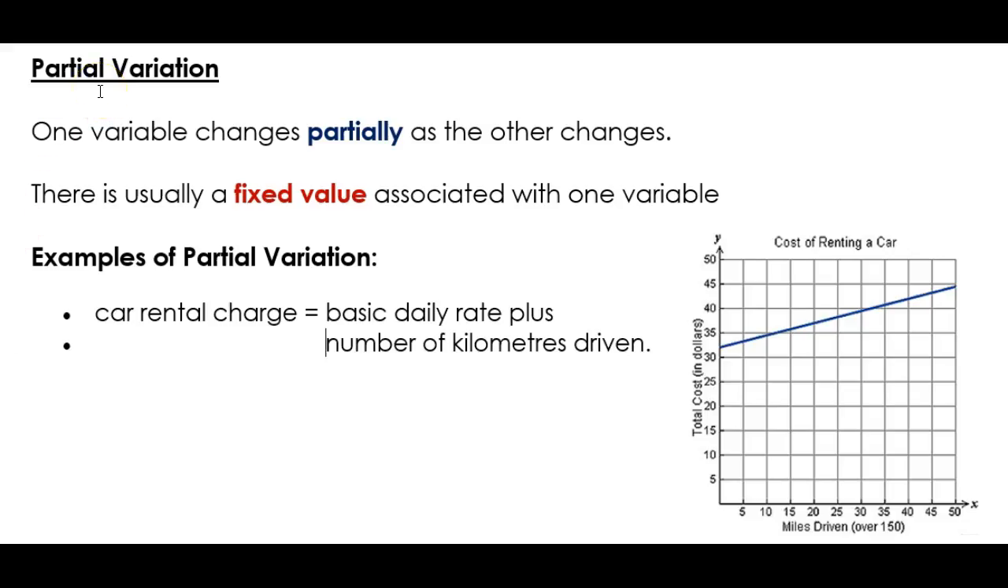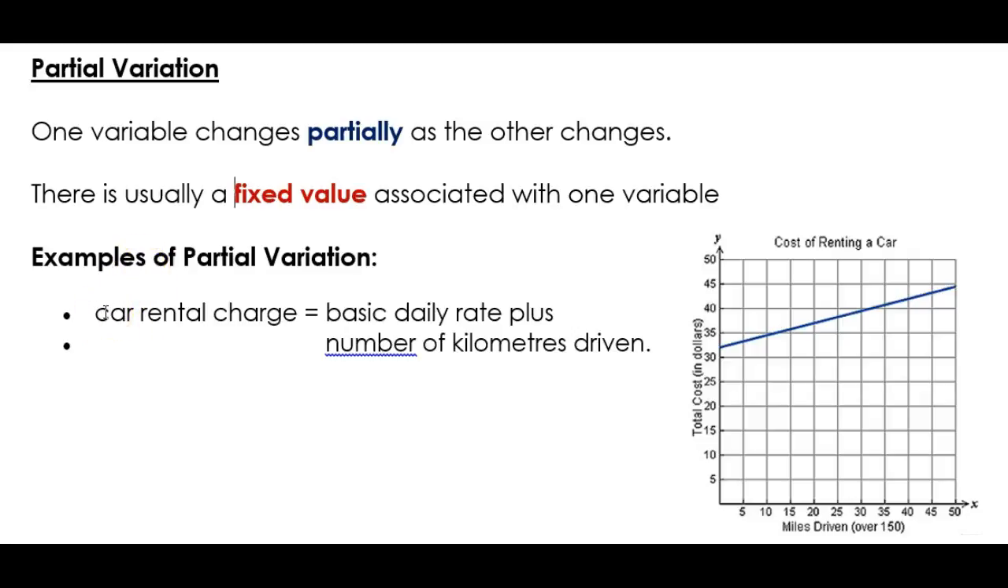So now then, what makes a partial variation different than a direct variation? Well, the difference is that with a partial variation, one variable is only changing partially with the other. So we can usually identify that by the fact that there might be a fixed value associated with one variable, right? So let me look at an example with you.